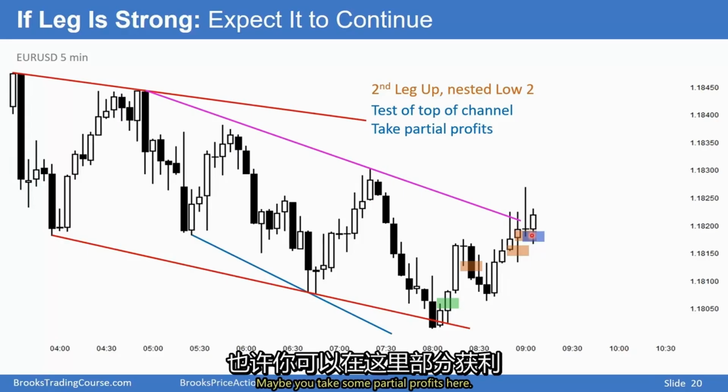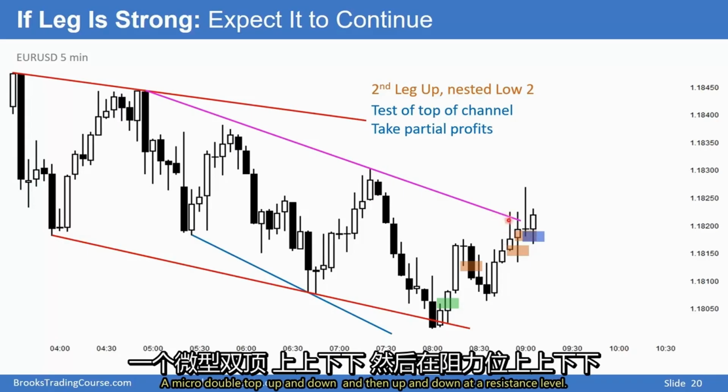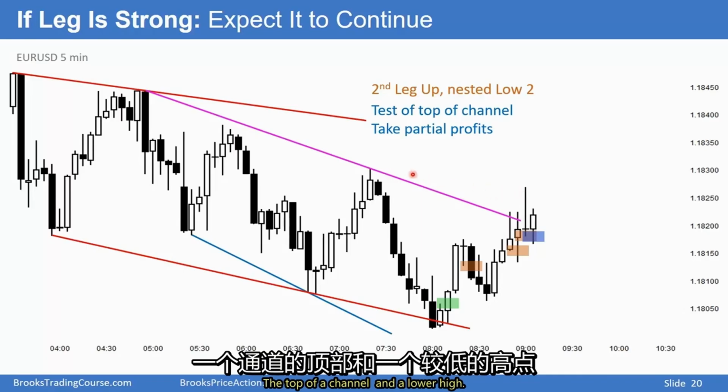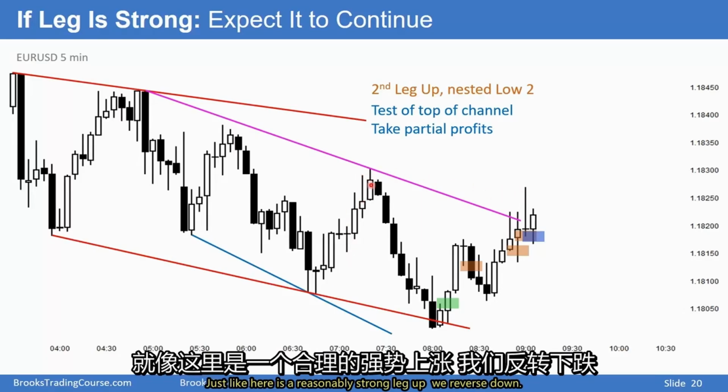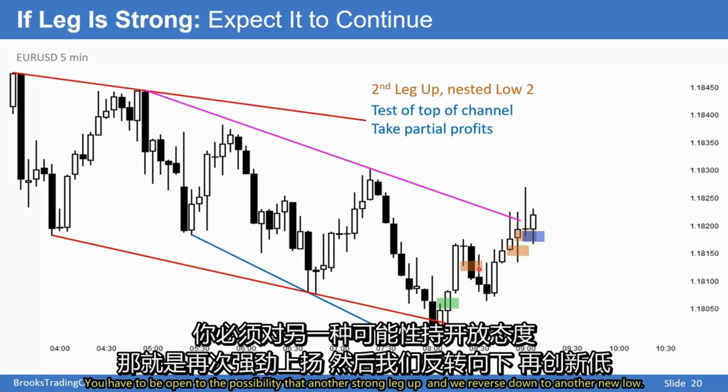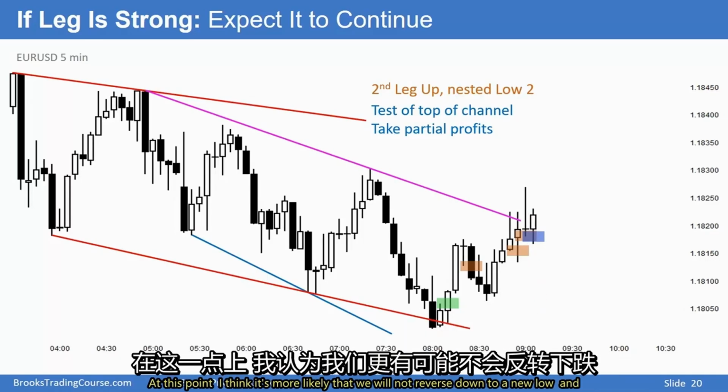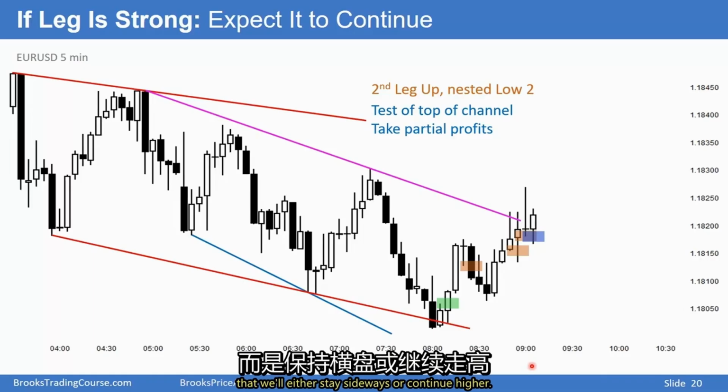Maybe you take some partial profits here. A micro double top, up and then up and down at a resistance level, the top of a channel, and a lower high. Just like here was a reasonably strong leg up, we reverse down. You have to be open to the possibility that another strong leg up and we reverse down to another new low. At this point, I think it's more likely that we will not reverse down to a new low and that we'll either stay sideways or continue higher.